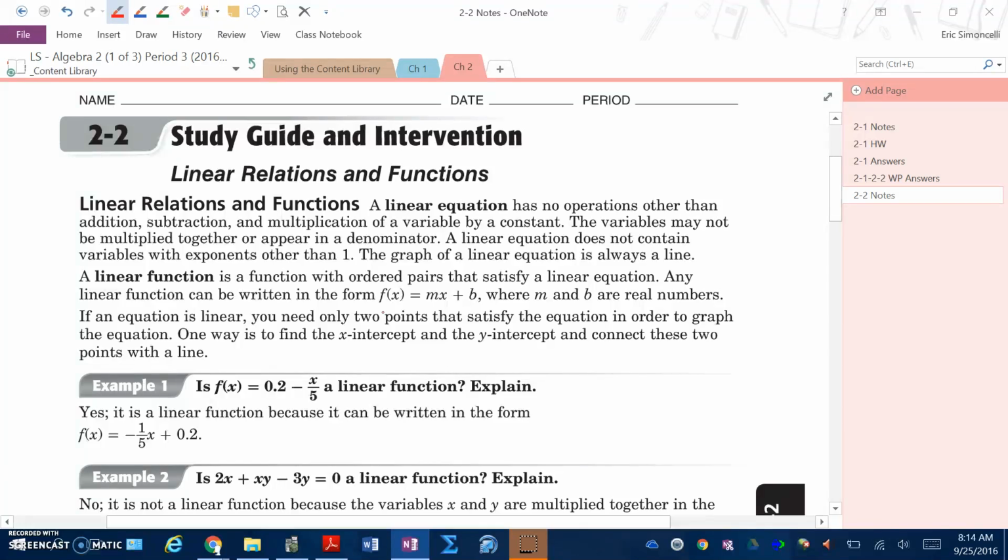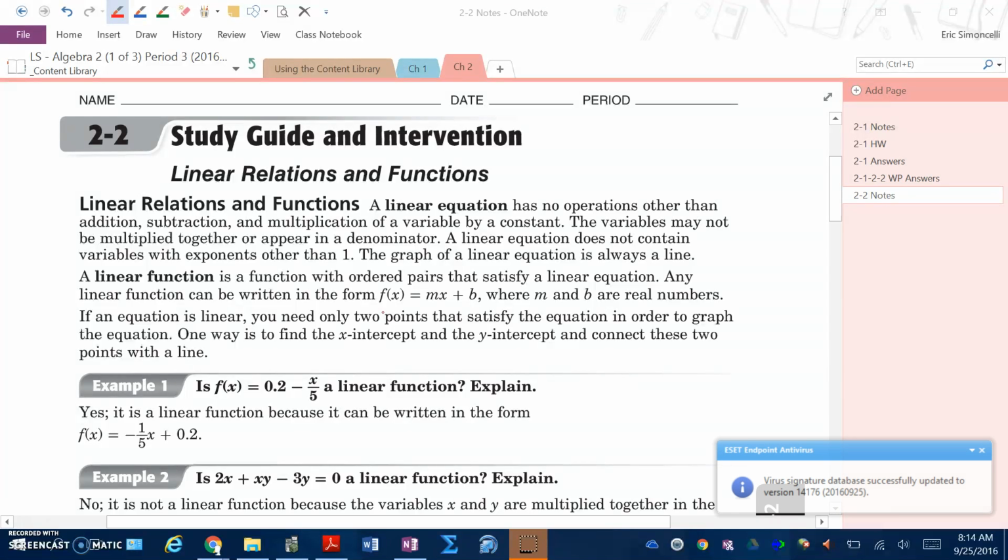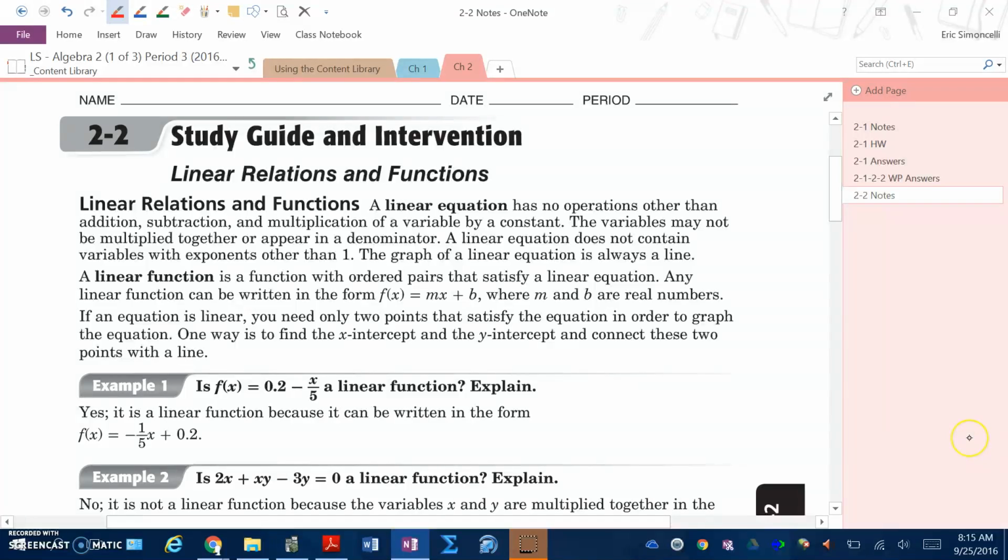If an equation is linear, you need only 2 points that satisfy the equation in order to graph the equation. One way is to find the x-intercept and the y-intercept and connect these 2 points with a line. So for example 1, we'll go ahead and take a look.